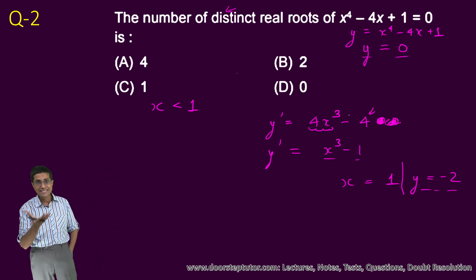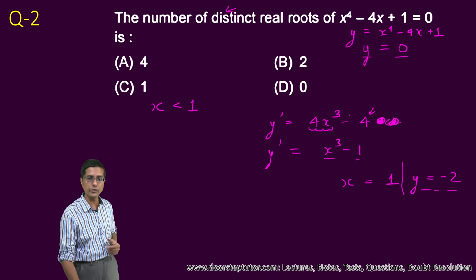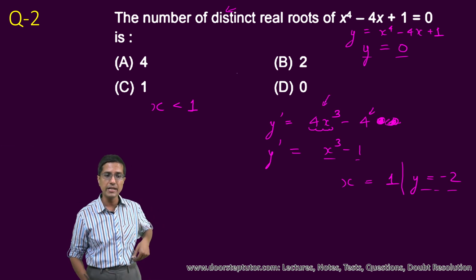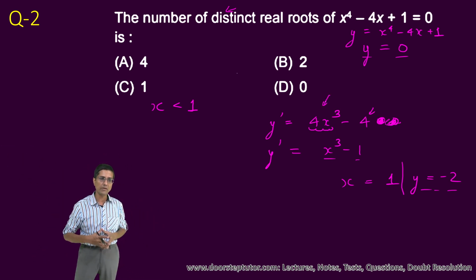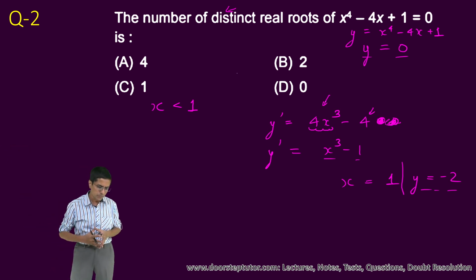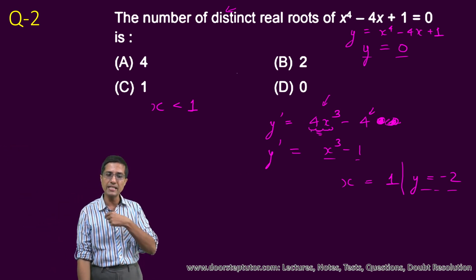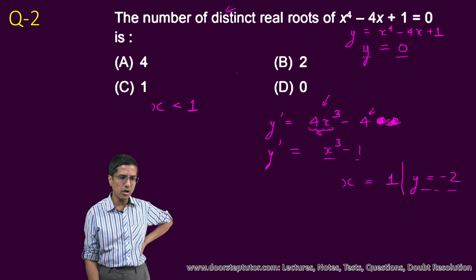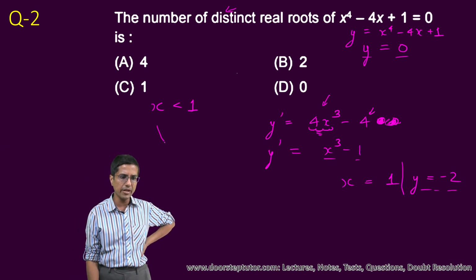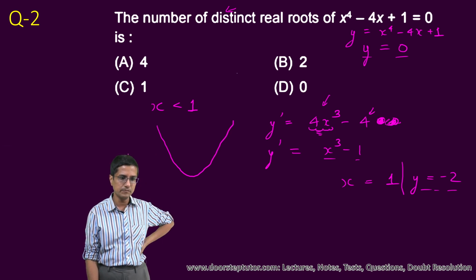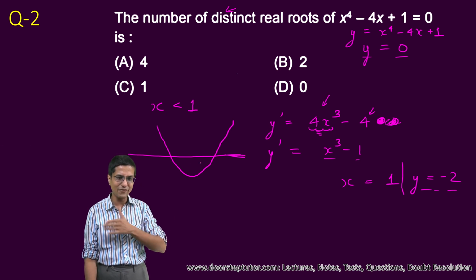Okay, when x is greater than 1, the 4x cube term becomes more dominant, and as long as x becomes greater than 1, this positive term will become more dominant, and hence the slope would remain positive. So what kind of curve am I looking at? I am looking at a curve which goes like this. Okay, and this is how the slope of the curve looks like.